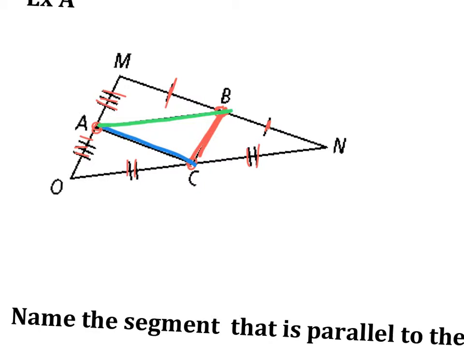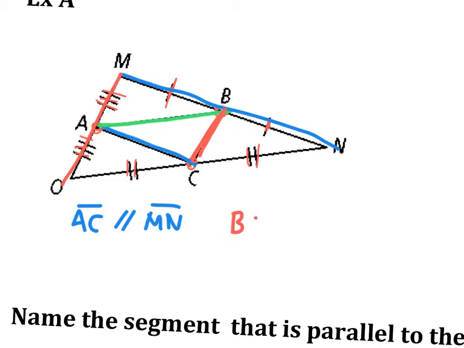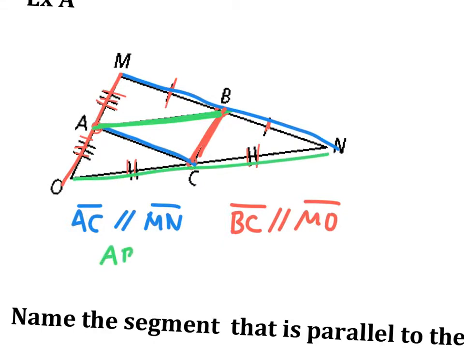So in terms of parallel, AC is going to be parallel to the third side over here, which is MN. Continuing on, BC is parallel to MO. And lastly, AB is going to be parallel to ON.